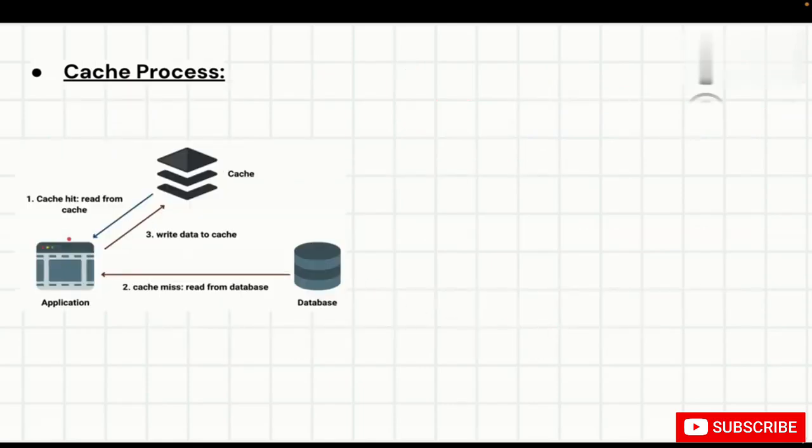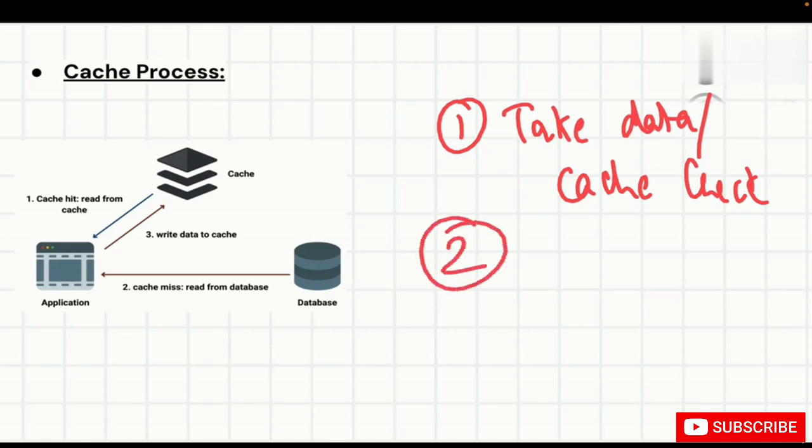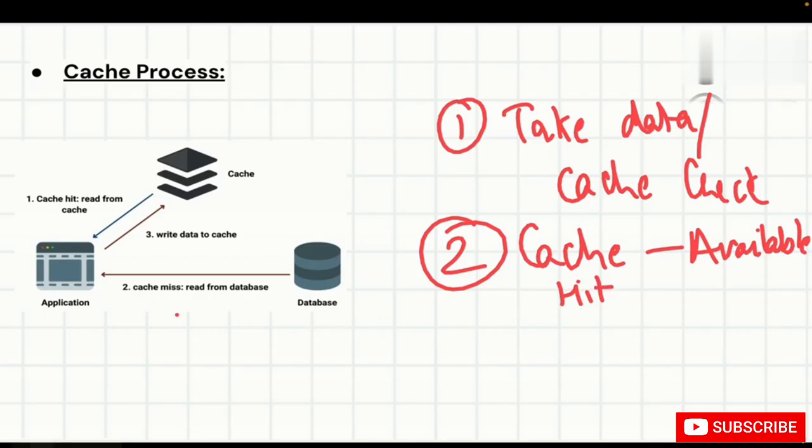Through the diagram, the first step is taking the data and checking the cache. So in the first step, the application looks for the data to see if it is available for the read. If it is, then it's called a cache hit, and the data is available. In the second process, if the data is not available, it's called a cache miss.